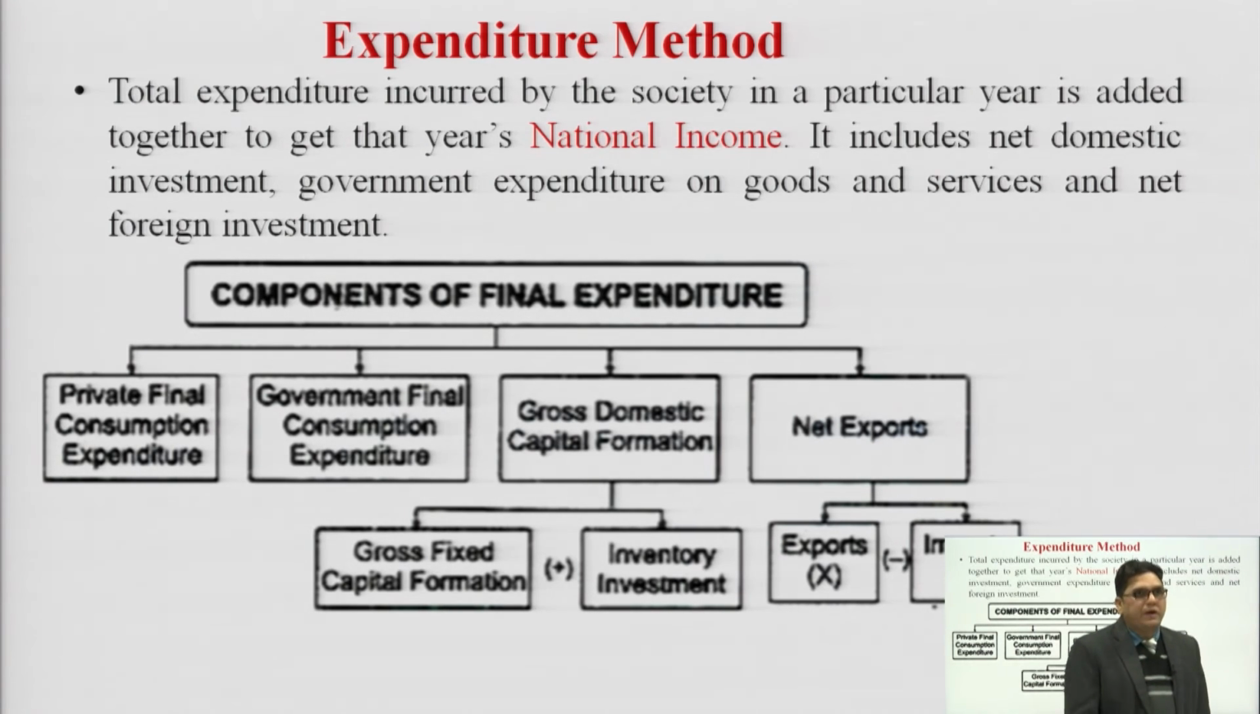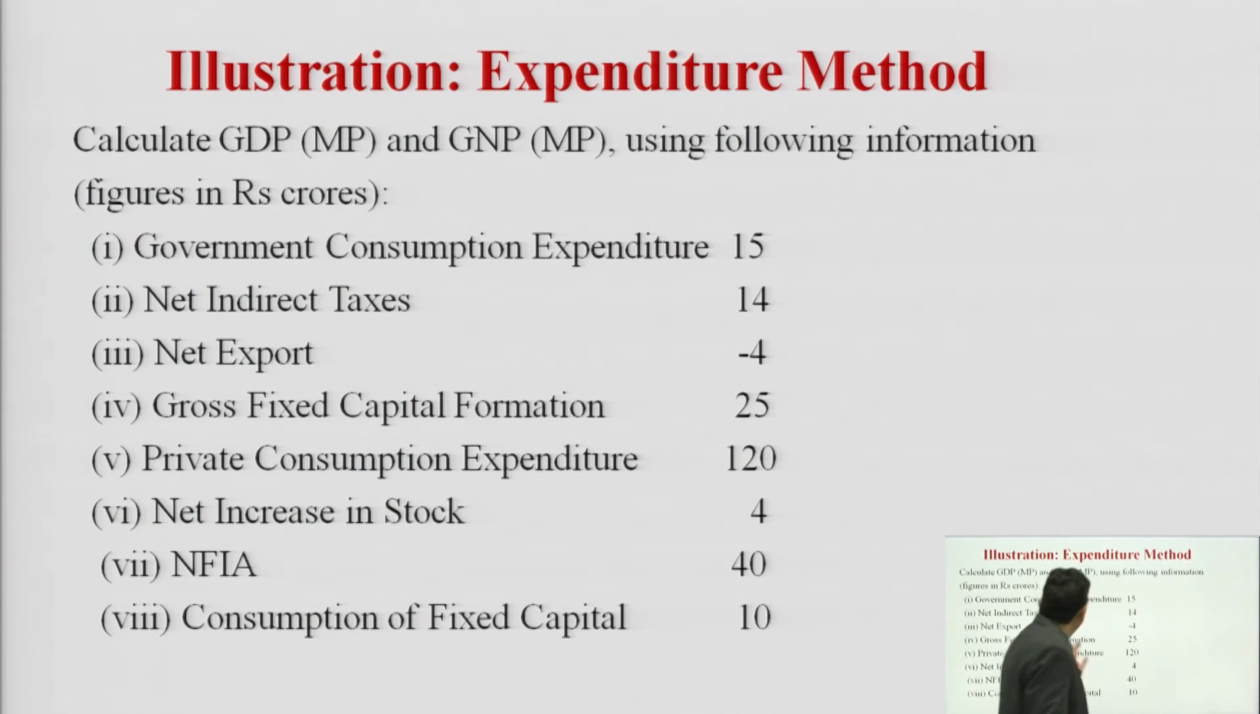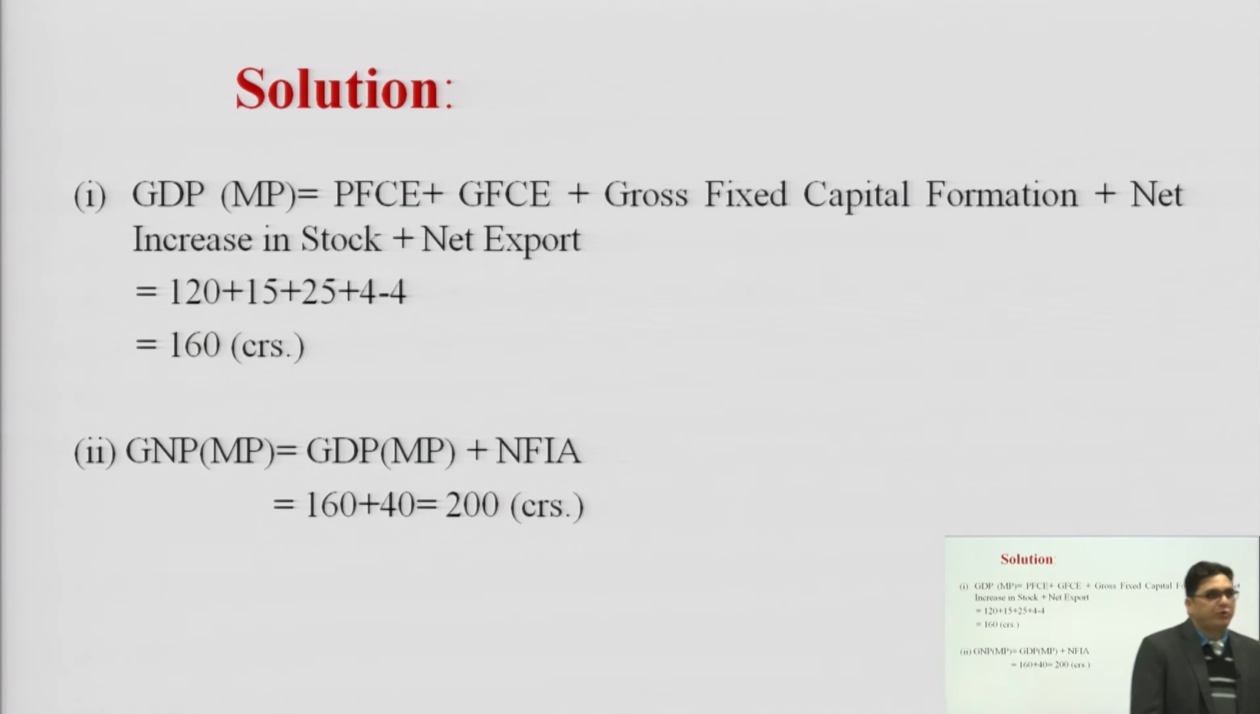Let us see one illustration of the expenditure method. Calculate GDP MP and GNP MP using the following information. Again the figures are in crores. Government consumption expenditure is 15 crore, net direct taxes 14, net export minus 4, gross fixed capital formation 25, private consumption expenditure is 120, net increase in stock 4, NFIA is 40, consumption of fixed capital is 10. Just see how we have to reach.